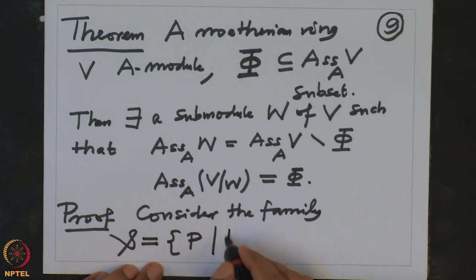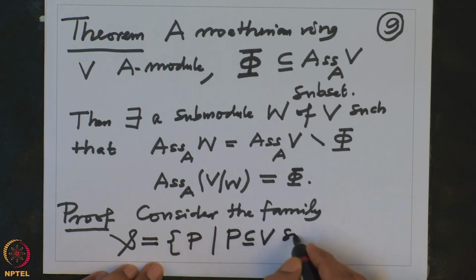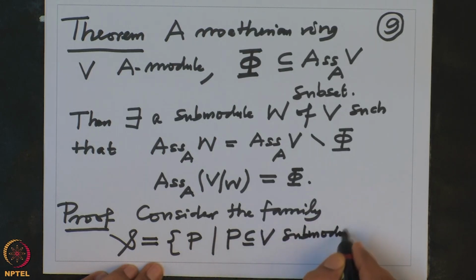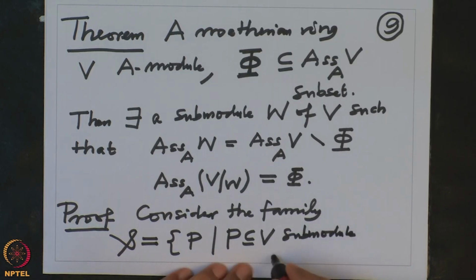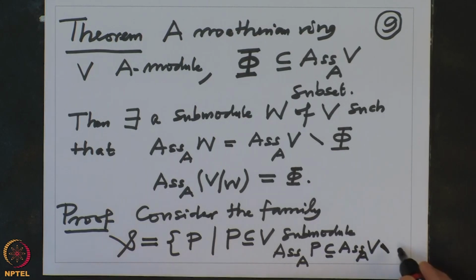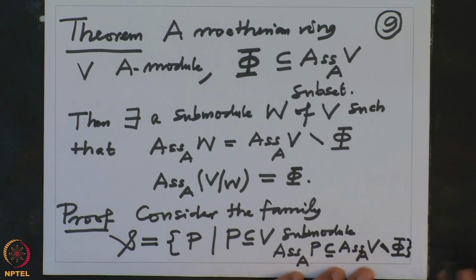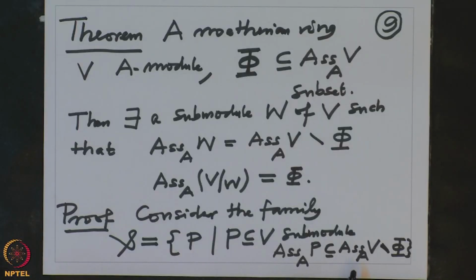of V such that the associated prime ideals of the A-module P is contained in the associated prime ideals of V minus the given set phi. Look at this family. And I want to now choose a maximal element in this family with respect to the inclusion. So, that means I need to apply Zorn's lemma to this family.